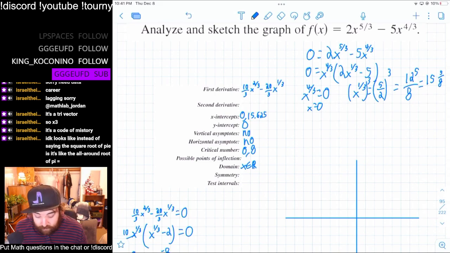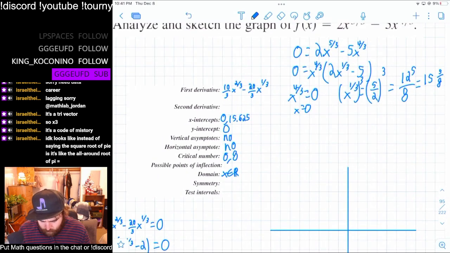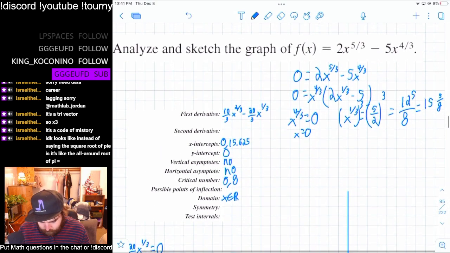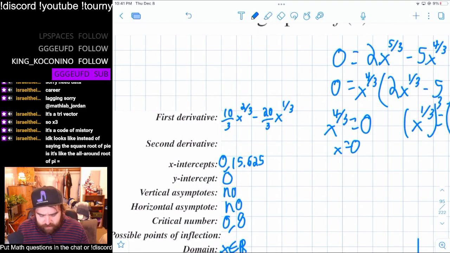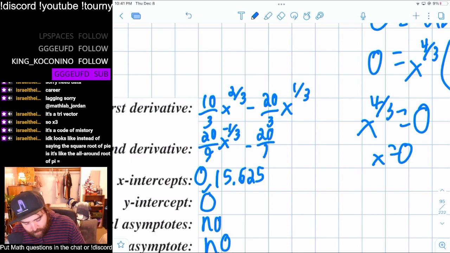Okay, that's interesting enough. And then for possible points of inflection, we are going to get some undefineds. So let's see. For the possible points of inflection, we need to take the derivative again. So we take the derivative again, we're going to get 20 over 9 x to the negative 1/3 minus 20 over 9 x to the negative 2/3.